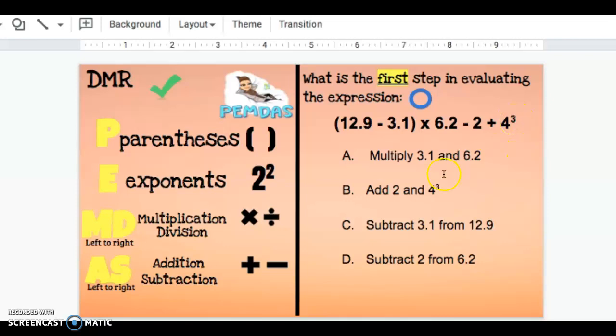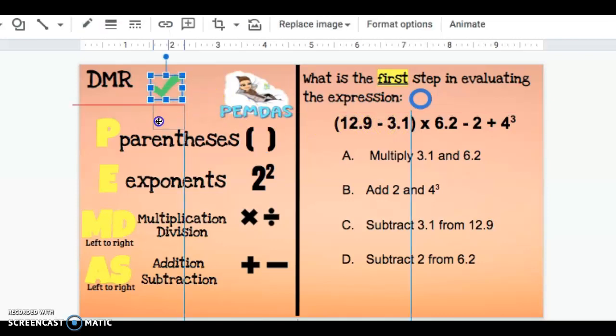power. So we look, parentheses. Do we have parentheses? We do. We have 12.9 minus 3.1. That's inside the parentheses. So if parentheses is the first thing we do, that means it is the first step. So we should be doing 12.9 minus 3.1.